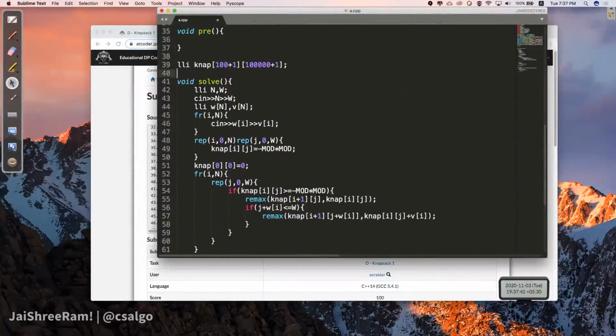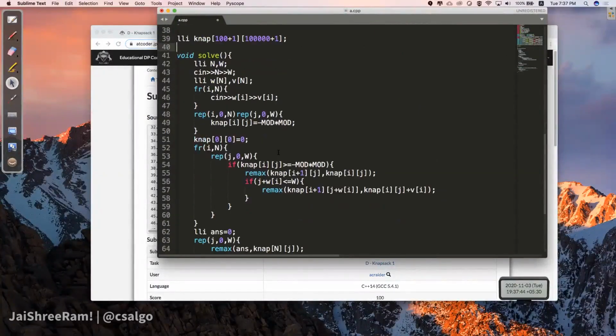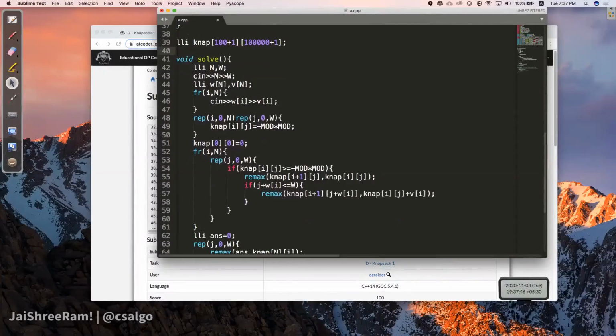So this is the same problem with just an iterative implementation. We'll be understanding what this iterative implementation is doing. Before we go into the iterative part, rep means loop from 0 to n, and for means loop from i to n minus 1. Okay, that's the quick run through of the template.